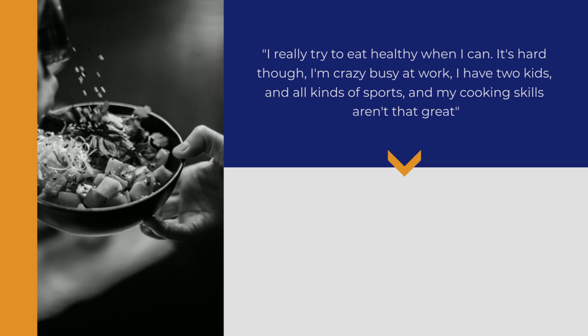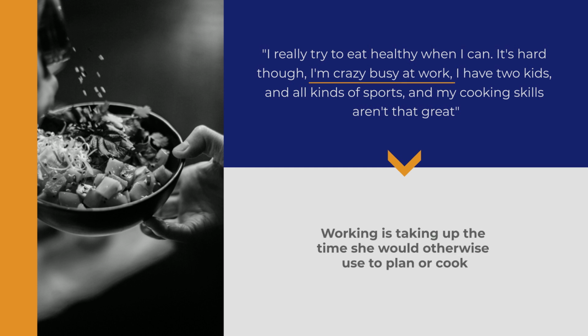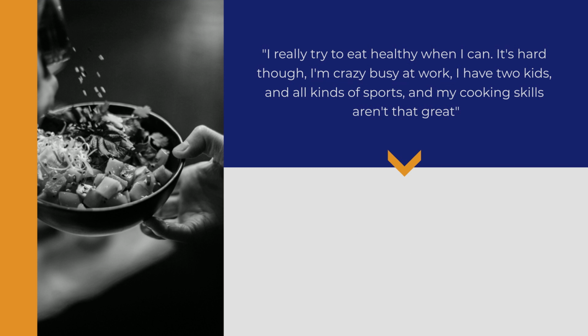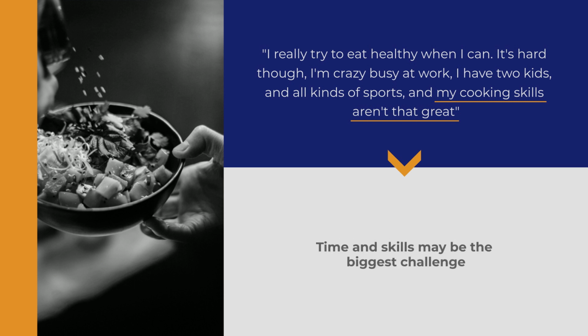She finds it hard. "I'm crazy busy at work" tells you that she's working and it's taking up the time that would otherwise be used to plan or cook. She mentions 2 kids, and that nugget might suggest that the cooking for others is the challenge. Her kids are in sports, and that is another time commitment for her, so time seems to be an issue for her. Finally, she talks about not having the right skills. At this point, for one person you've identified that time and skills might be the biggest challenge.